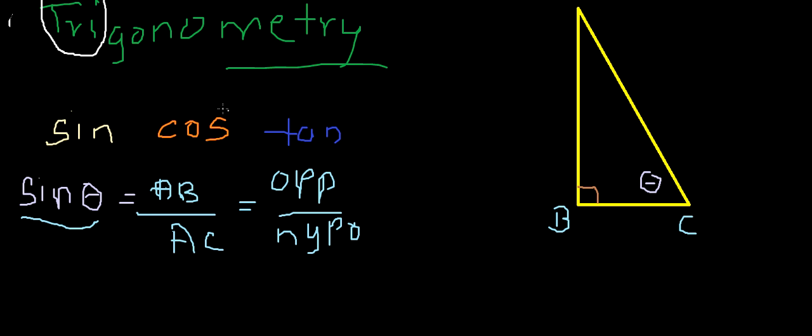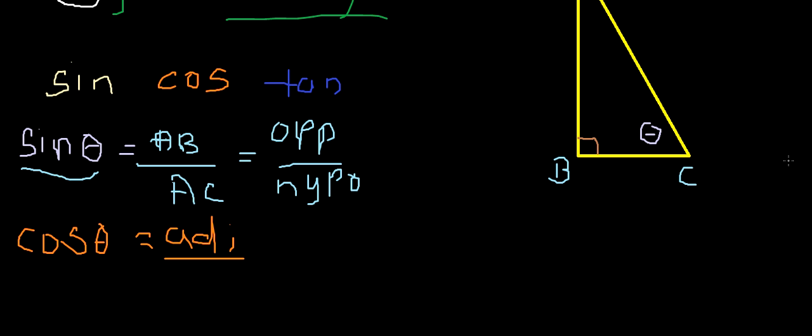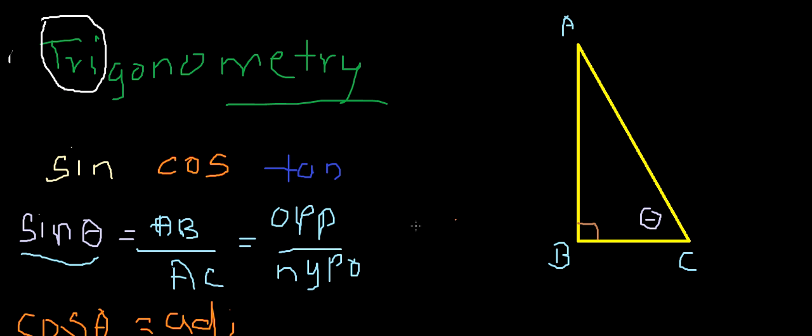Now let's see what is meant by cos theta. Cos theta is adjacent upon hypotenuse. Now you can pause the video and check what will be adjacent upon hypotenuse. The adjacent side will be length BC, and the hypotenuse is AC.